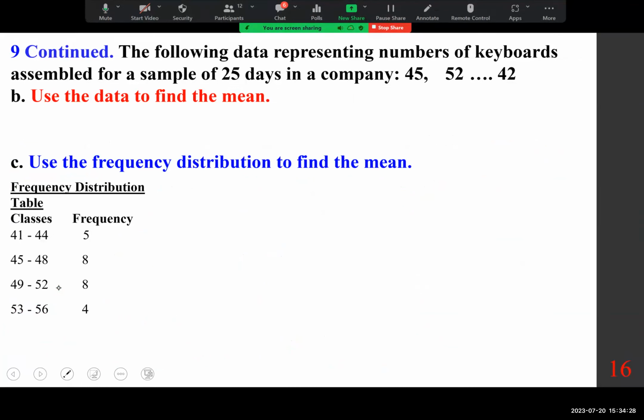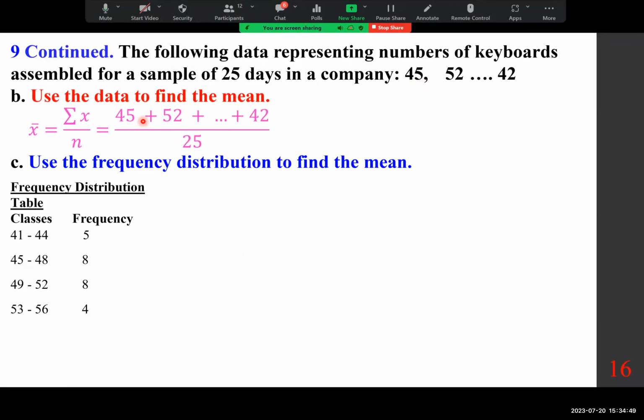Now we're going to use the same topic and we're going to add the following. Use the data to find the mean. Use the frequency distribution to find the mean. So since we have every piece of data, we can find the mean. X bar is summation of x over n.